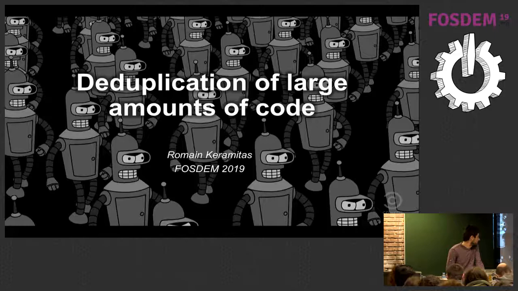Alright, so we're starting, your talk starts at 30, right? I think so, yeah. Cool, okay, perfect. Alright. Cool, so round of applause for Romain. He's going to be talking about the duplication of large amount of code.